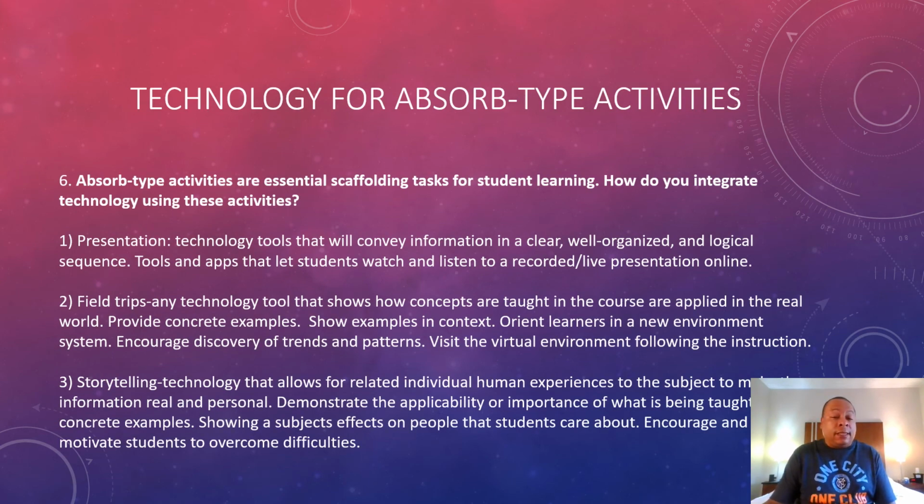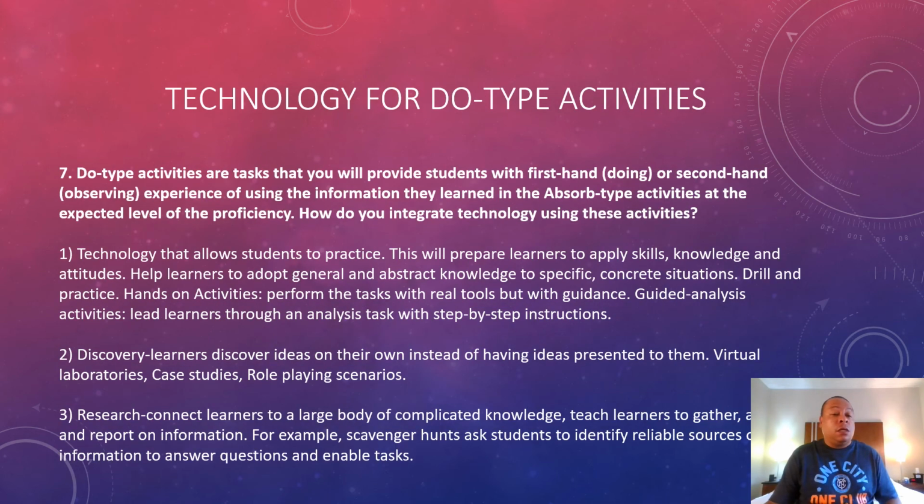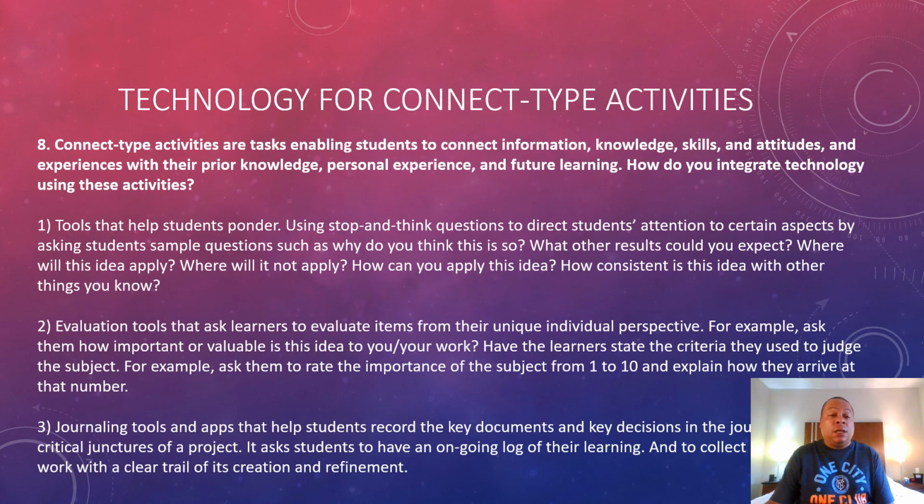Six, technology for absorb type activities. Absorb type activities are essential scaffolding tasks for student learning. How do you integrate technology with these activities? Seven, technology for do type activities. Do type activities are tasks in which you provide students with first-hand doing or second-hand observing experience of using the information they've learned in the absorb type activities at the expected level of proficiency. So how do you integrate technology with those kinds of activities?